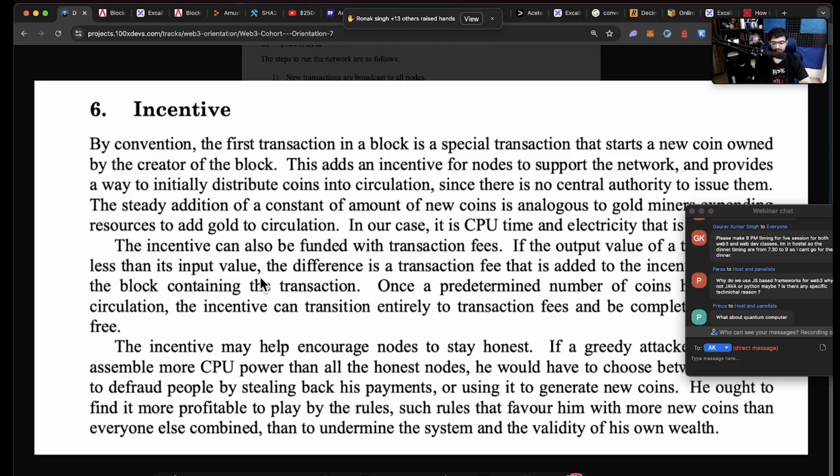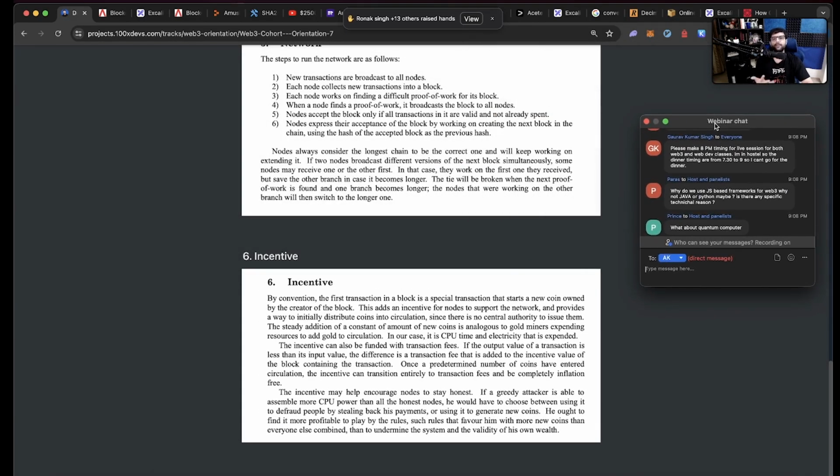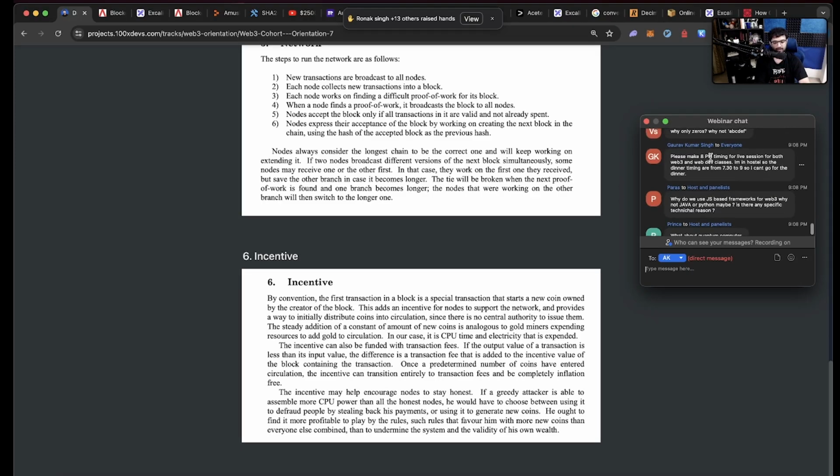And if you look at the last line here, what does it say? It says that the incentive may help encourage nodes to stay honest. If a greedy attacker is able to assemble more CPU power than all the honest nodes, he would have to choose between using it to defraud people by stealing back his payments, or using it to generate more coins. There is just enough incentive for you to generate more coins, which you can, because the Bitcoin algorithm itself is creating new coins every block and giving them to miners. So just take that reward rather than defrauding people.